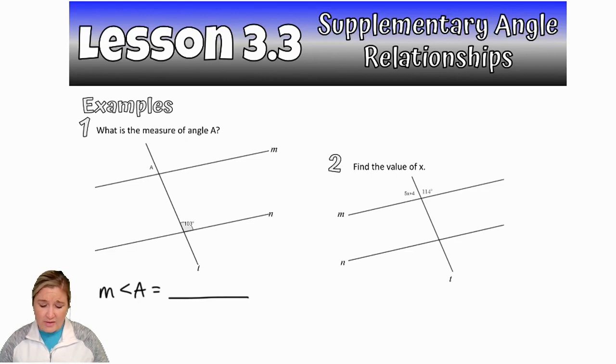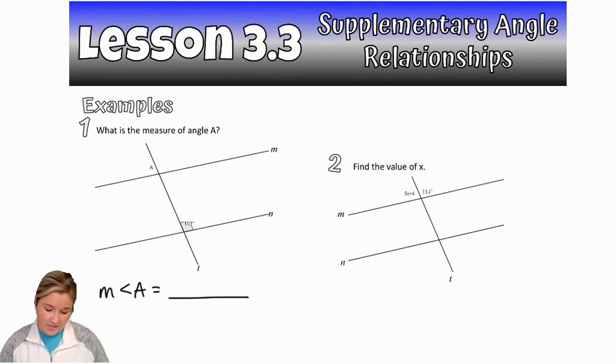I know that A and the measure of the angle given are not congruent, because they're not any of those angle pairs that we have. So what I need to do is some figuring to find something that is congruent to A so that I can figure out what A is. Well, remember that same side interior.